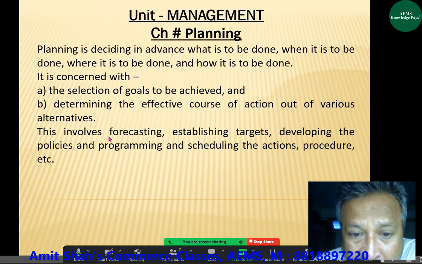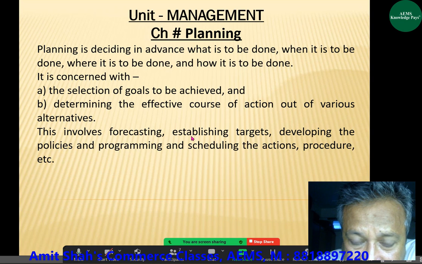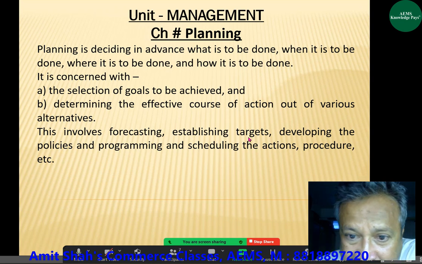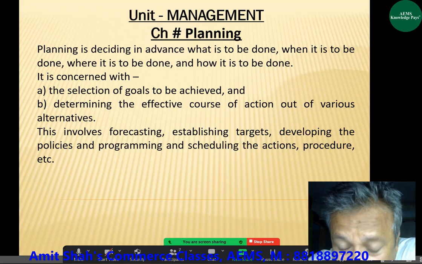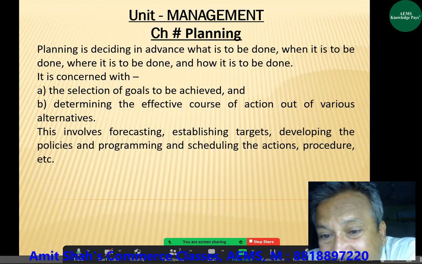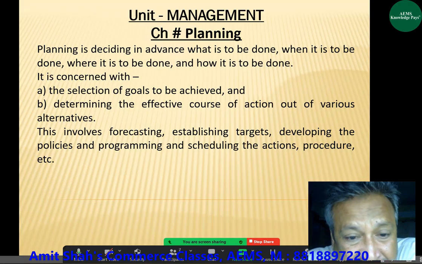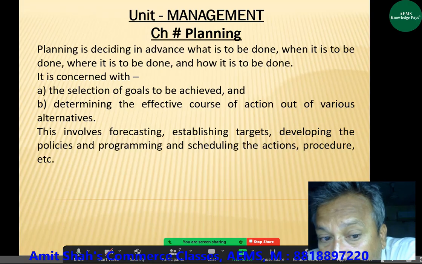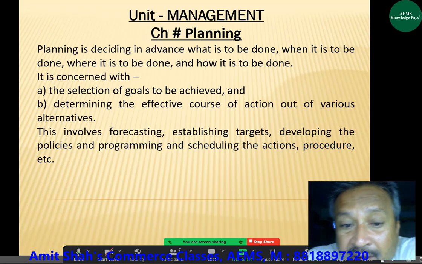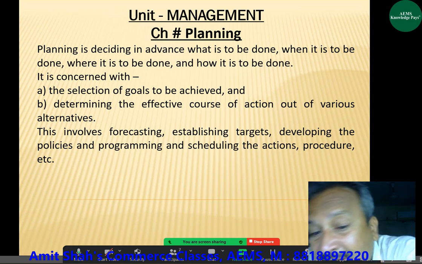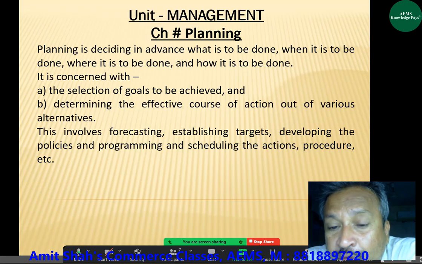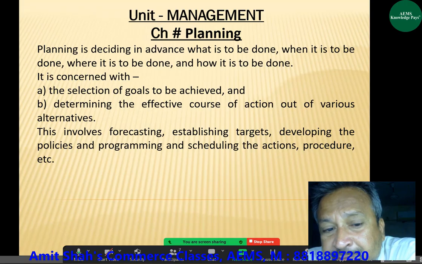This involves forecasting. You forecast the future so that you could make a right plan to achieve your goals. You establish targets over the planning period, when you would be achieving what, so that by the end of the planning period, a future date, you could achieve the overall goals which you are setting today. Then developing the policies means guidelines as to how you will achieve that. So what you have to do and what you don't have to do, that is all about policies. And then programming and scheduling the actions, that is sequencing the actions, as in what will you do first and what later, and how will you do it, that is procedure.